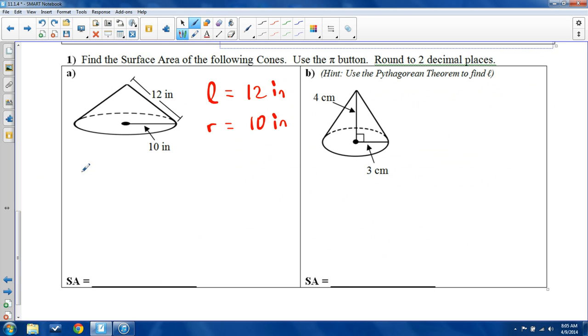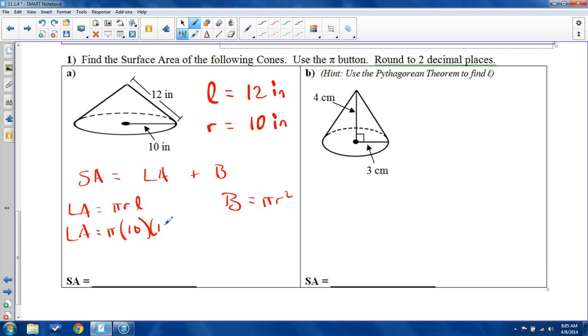Okay. Your surface area, this time I'll break it up. I'll put lateral area plus area of base. Your lateral area is pi r L. Your area of base is pi r squared. So your lateral area is pi times 10 times 12. Area of your base is pi times 10 squared. So lateral area, 10 times 12 is 120 pi. Area of base, 10 squared is 100, so you have 100 pi.